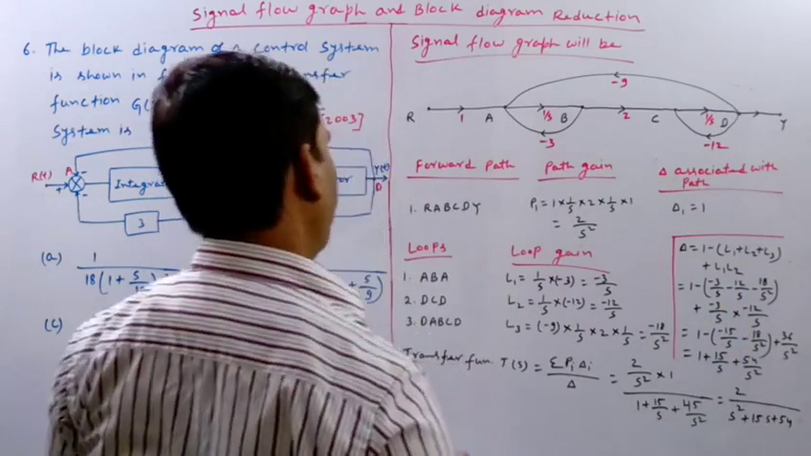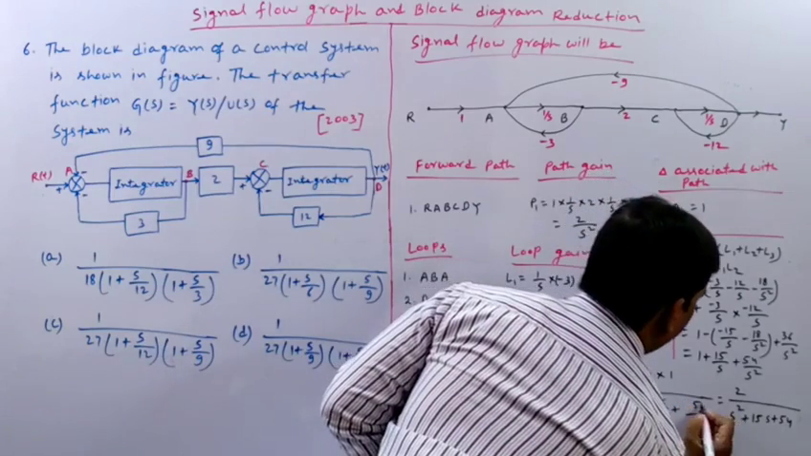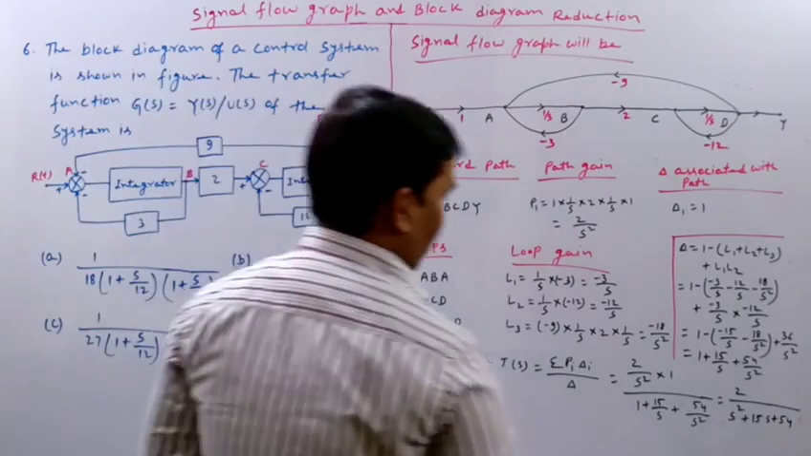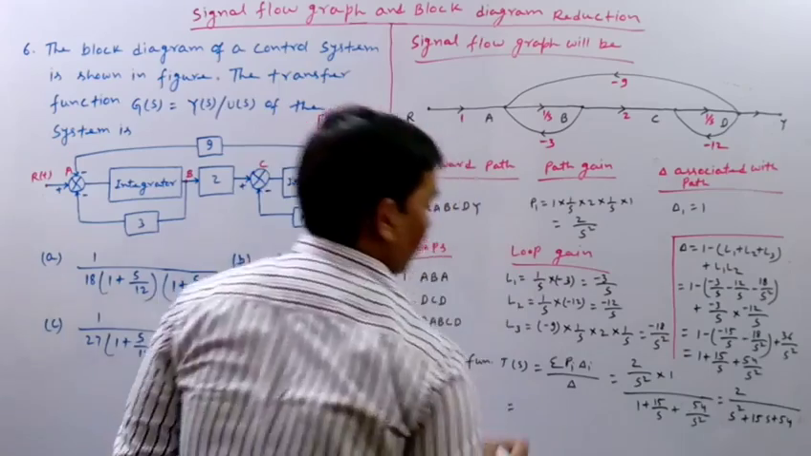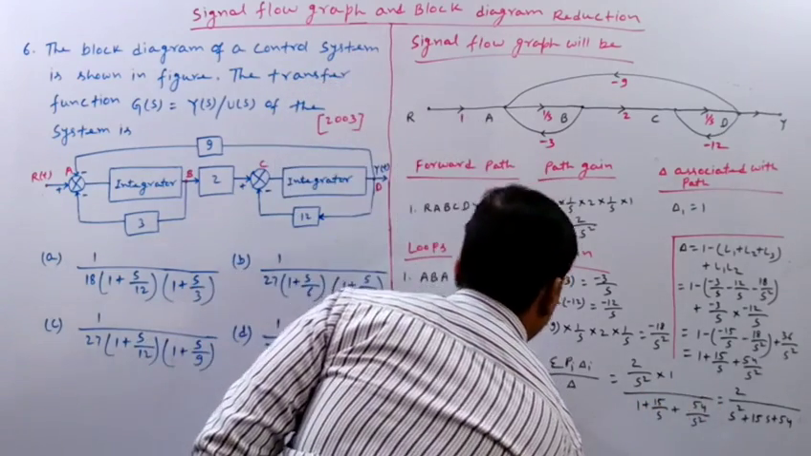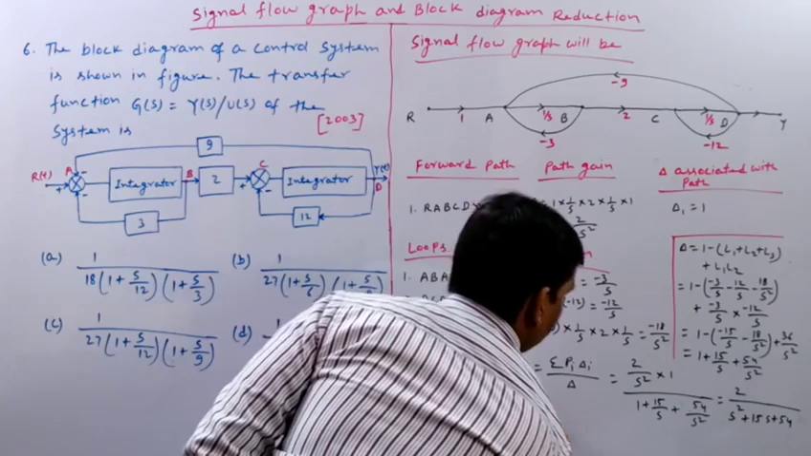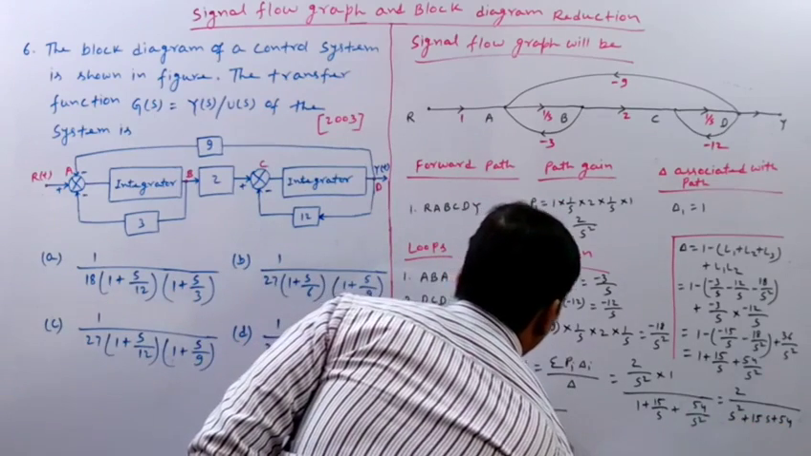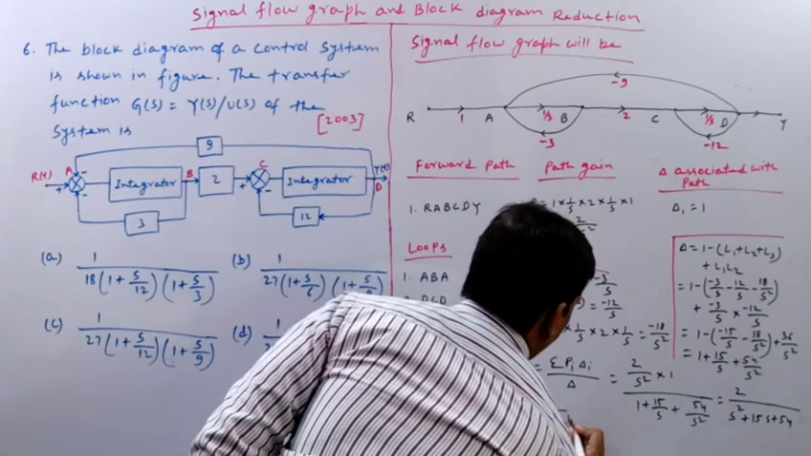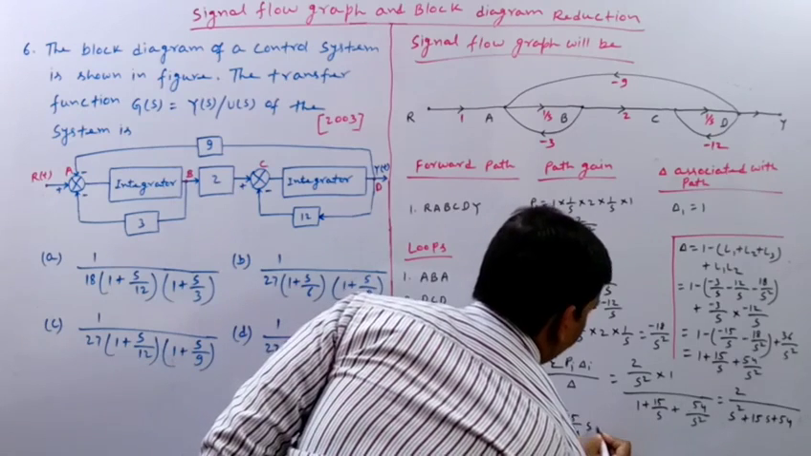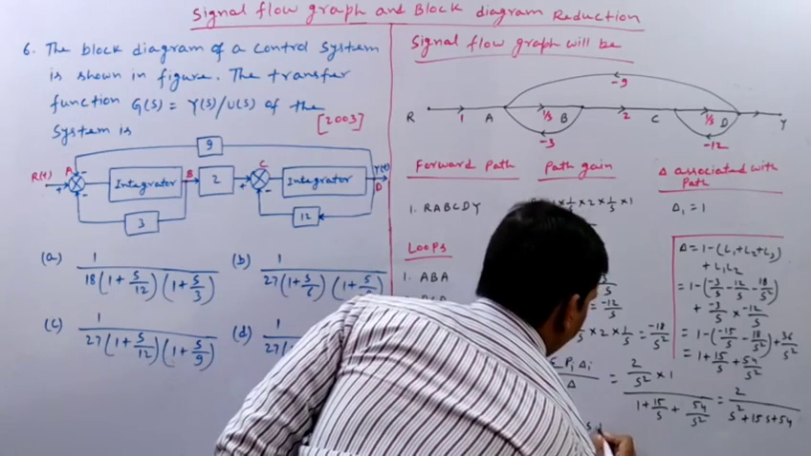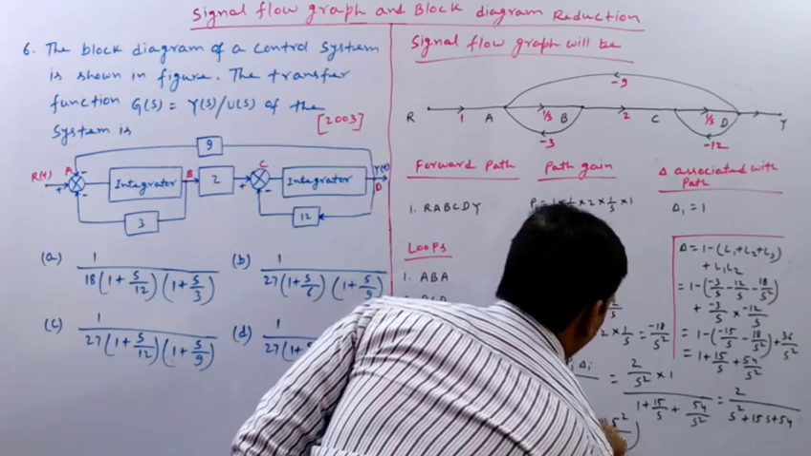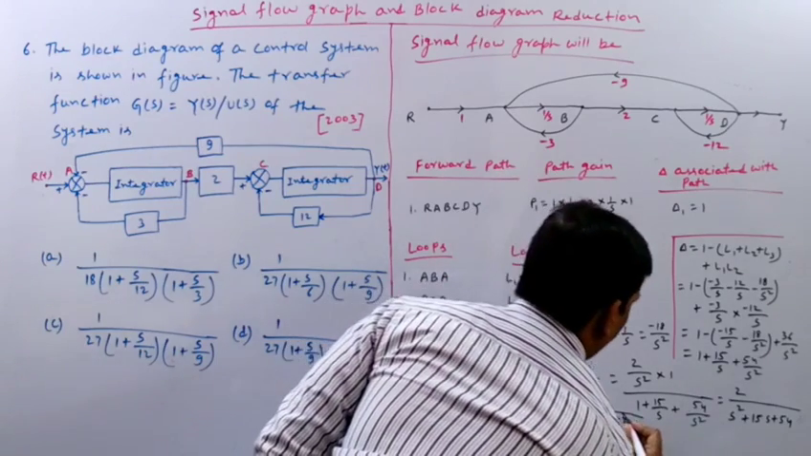Now it is okay. Here also 54, not 45, it will be 54. Now if we take 54 as common, it will come like 1 plus 15 by 54 s plus s square by 54. Okay, plus s square by 54.